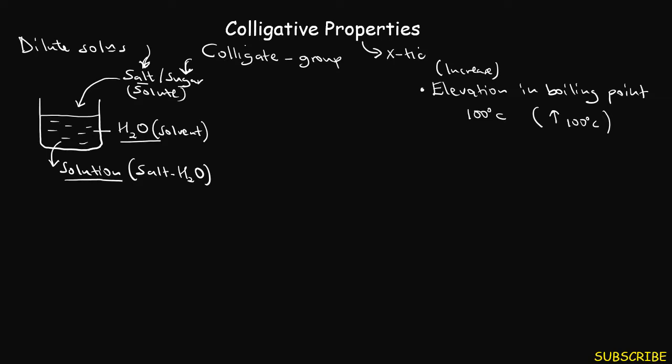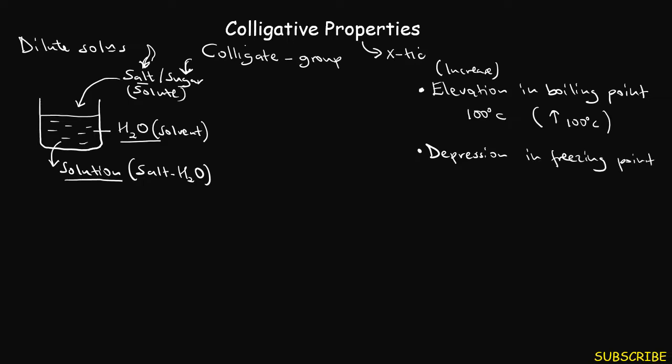So the elevation in boiling point, or the increase in boiling point of our solution, will be a property that is due to the number of salt or sugar particles that have dissolved in our water. So this is one of the properties. Whenever you have a solid dissolved in a solvent, we shall see an increase in boiling point. The second one is depression in freezing point. It's like freezing point lowering.